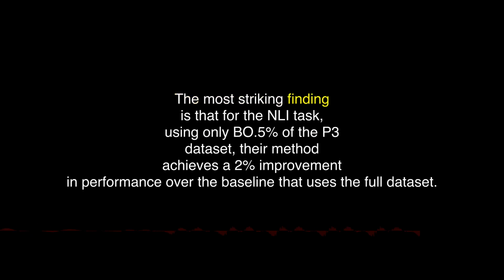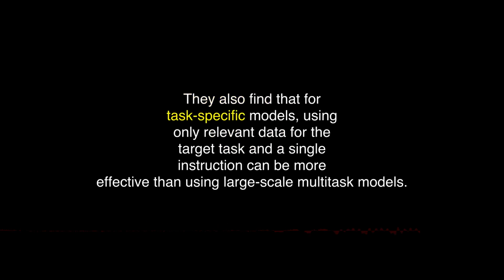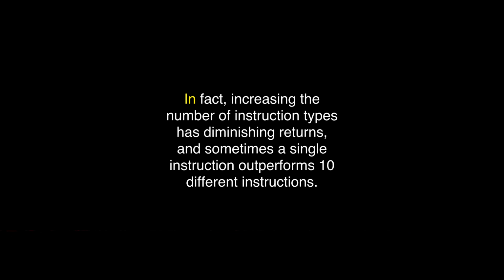The most striking finding is that for the NLI task, using only 0.5% of the P3 dataset, their method achieves a 2% improvement in performance over the baseline that uses the full dataset. That's impressive, isn't it? It really is. They also find that for task-specific models, using only relevant data for the target task and a single instruction can be more effective than using large-scale multitask models. In fact, increasing the number of instruction types has diminishing returns, and sometimes a single instruction outperforms 10 different instructions.